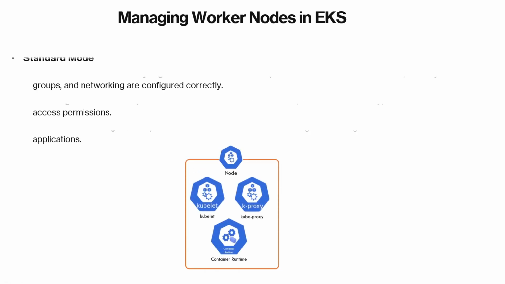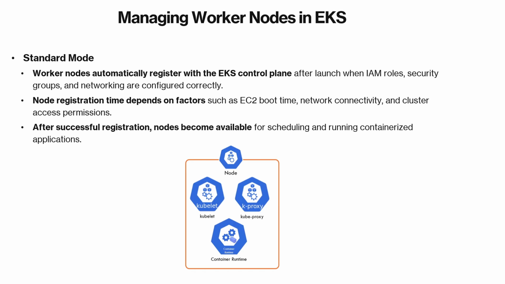Now, while AWS manages the control plane, you have options for managing the worker nodes, also called the data plane. In standard mode, you manage the worker nodes while AWS manages the control plane. You can either maintain nodes yourself with self-managed nodes or use managed node groups where AWS helps with scaling and updates.